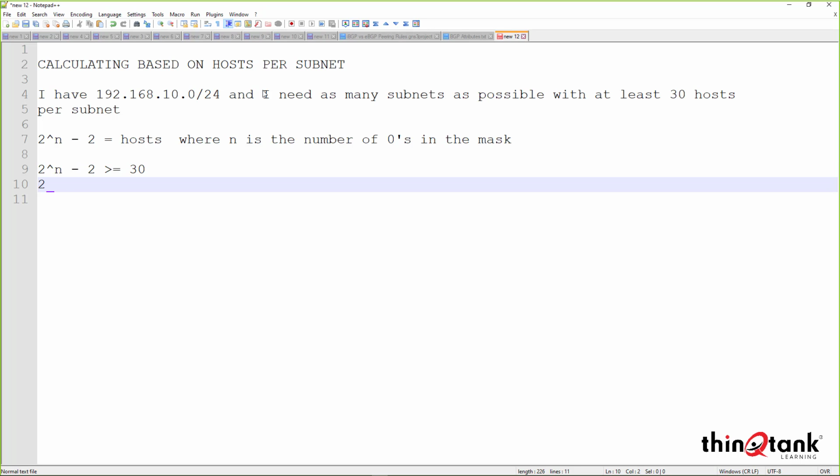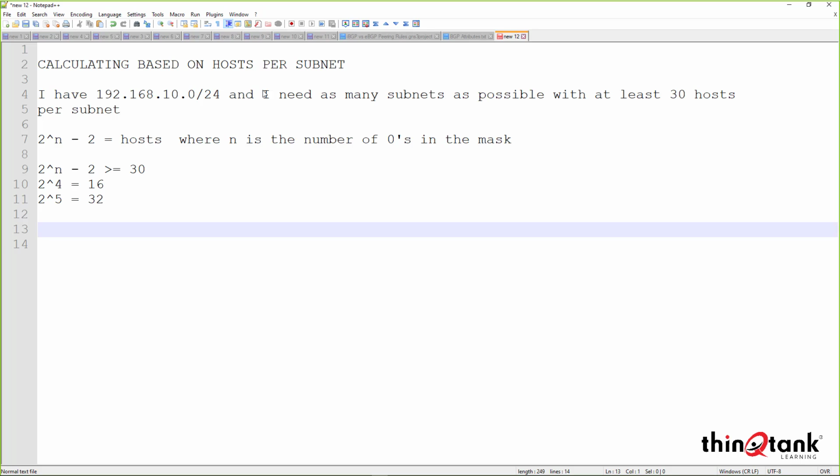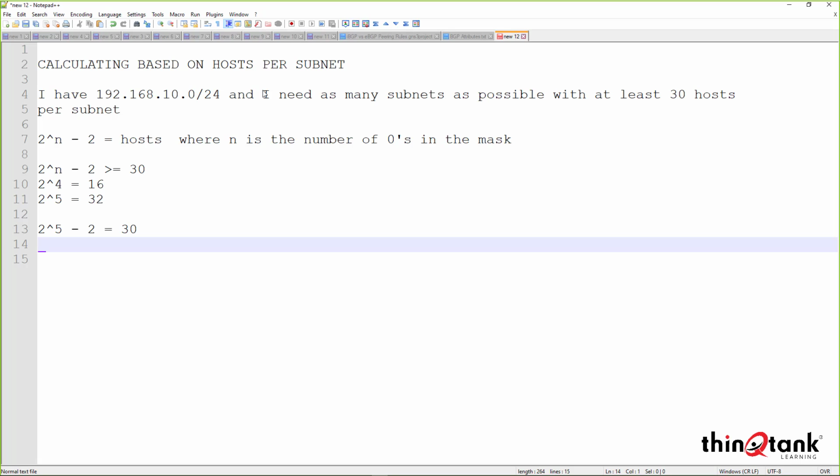2 to the power of 4 is equal to 16. 2 to the power of 5 is equal to 32. Which meets our requirement, doesn't it? Because 32 minus 2 is equal to 30. So 2 to the power of 5 minus 2 is equal to 30. Why the minus 2? Those 2 reserved addresses in every subnet, network ID and broadcast ID, are not usable as host addresses, so we have to subtract those from the total.